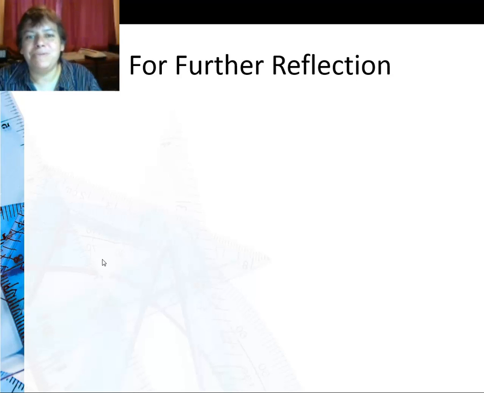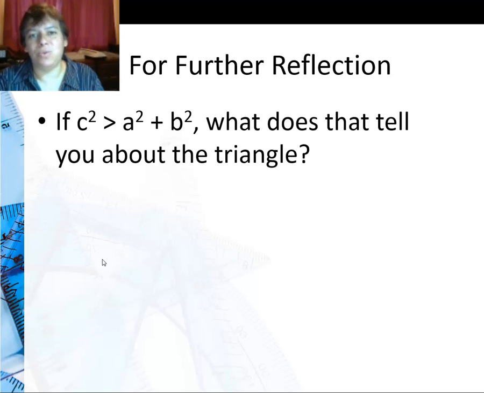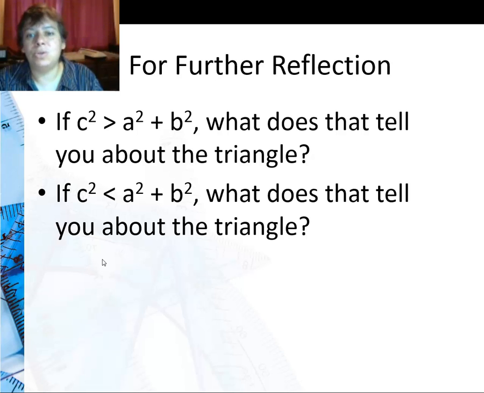So for further reflection, if c squared is greater than a squared plus b squared, so that means c squared is too big, what does that tell you about the triangle? If c squared is too small, what does that tell you about the triangle?